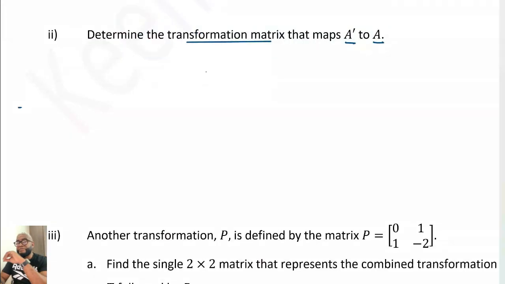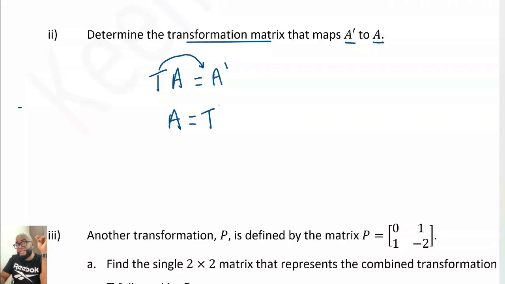So which transformation maps A prime back onto A? The original work was A. The transformation T applied to A is equal to A prime, right? So if I want to find out what will map A prime back onto A, you actually have to carry T here, and it will be the inverse of T. So A will be equal to T inverse times A prime. If you want to find out what will map A prime back onto A, it is the inverse of the original transformation matrix, right?